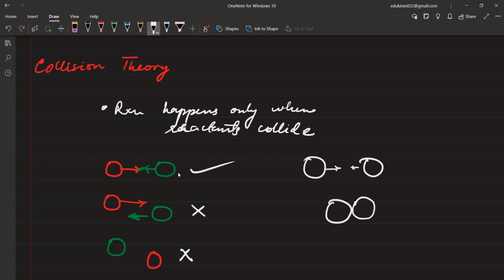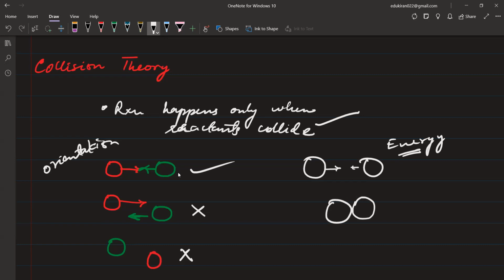So the first thing is what? A reaction will happen only when reactants collide. That is the first condition. Second, they should collide in the correct orientation, the perfect orientation. The next thing is that their energy should be high, as in they should be able to form products, and the collision should be fast enough that they form a completely different product. They should not just touch each other.